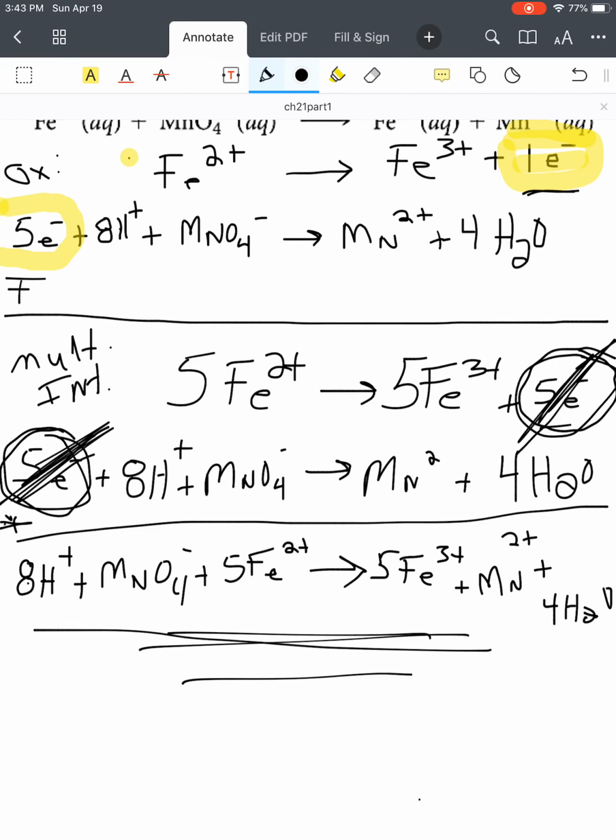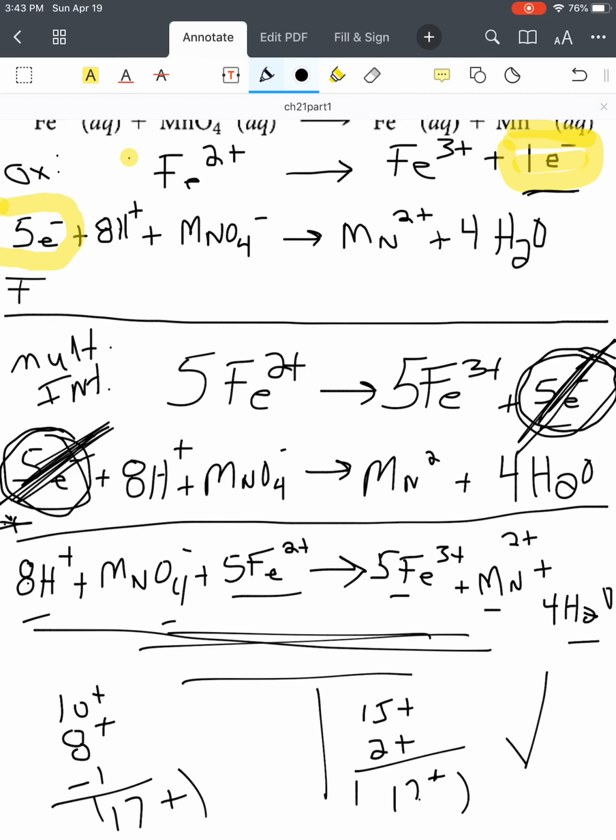On the right, I've got 15 positives from the iron, I've got another 2 plus from the manganese, and water's neutral, so that looks like it's 17 plus over here. What about on the left? Well, I've got 10 pluses from 5 copies of iron 2 plus. I've got another 8 plus from the H, and then I've got 1 minus, also 17 plus. It's charge balanced. Okay, so this reaction checks out. And this then is our balanced chemical reaction for this redox process.